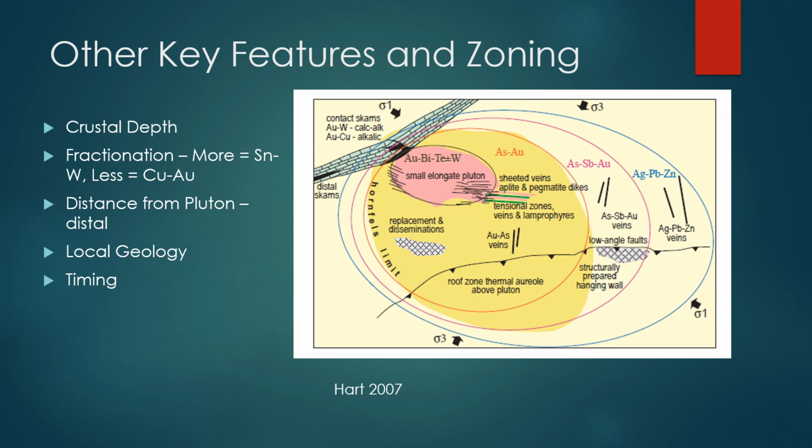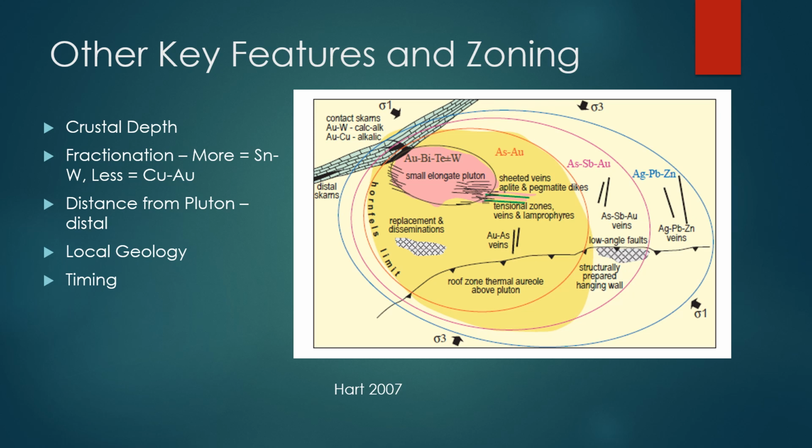The distance from the pluton itself, and this is what the diagram on the right is showing you, will change what we get in terms of the metal associations, and we refer to that as zoning. So in the central pluton, we'll get gold, bismuth, tellurium, and tungsten, but away from that, more distally from the pluton, whether that's related to time or simply to the alteration caused by the pluton, we zone outwards into arsenic-gold, arsenic-antimony-gold, and silver, lead, and zinc. I've mentioned this before, but that's what we're getting at Scallywag by the looks of it at the moment.